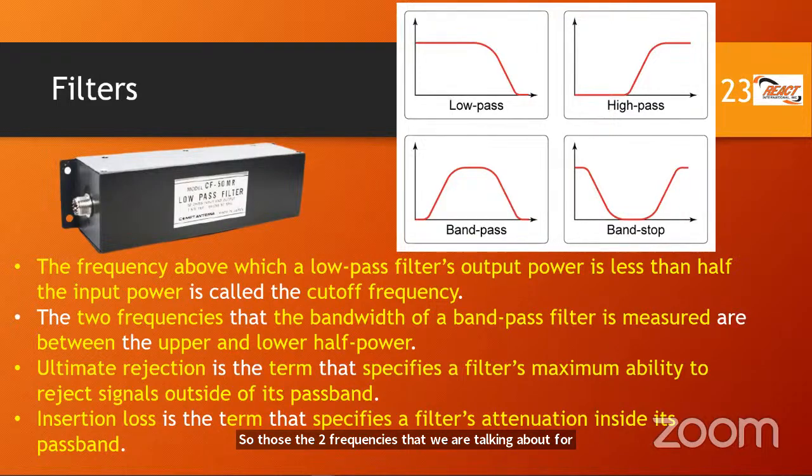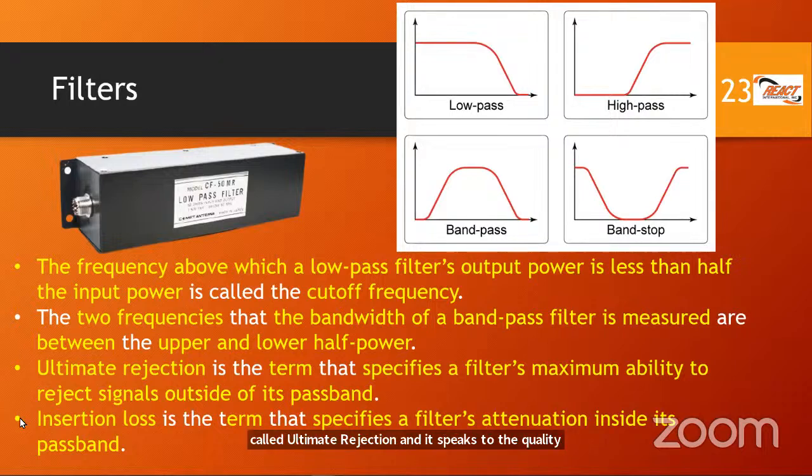And then we need to be familiar with the term ultimate rejection. That term specifies a filter's maximum ability to reject signals outside of its pass band. So if we were to look here at the bandpass filter, this is the pass band. Anything outside is outside of the pass band. For the low pass filter as well, anything within here is the pass band, and anything outside is not part of the pass band. A filter's ability to reject signals outside is called ultimate rejection, and it speaks to the quality of the filter.